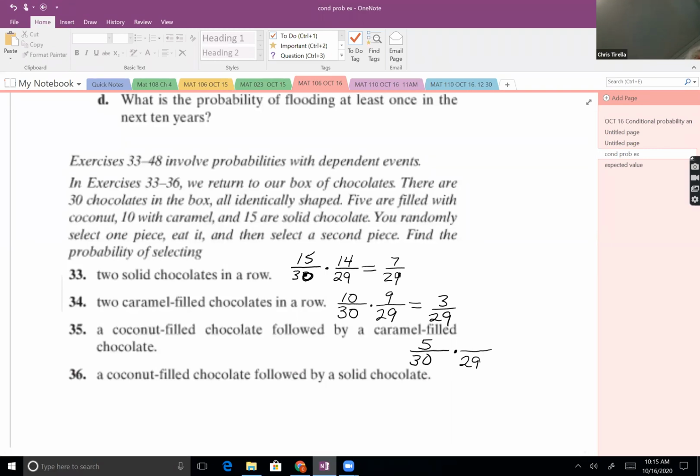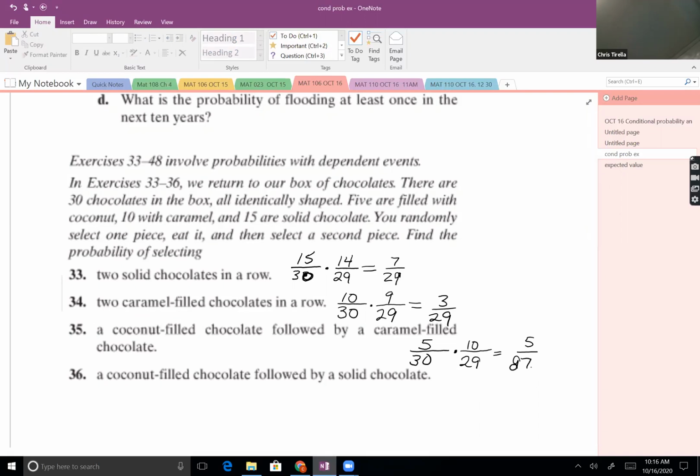I said coconut, I should have said caramel. 10, yeah. And so when we go through and multiply this out, we get 5 over, oh my heavens, 29 times 3 is 870? No, that's totally wrong. What's 29 times 3? 90 less 3 is 87. Okay? General idea of those, all right.